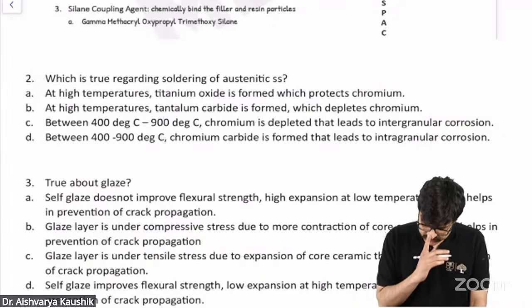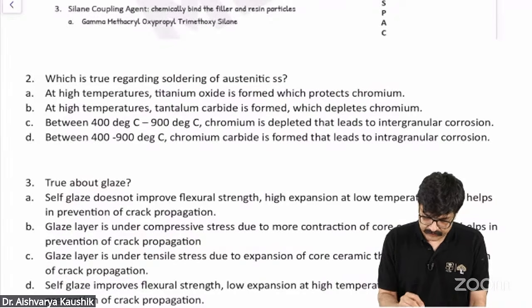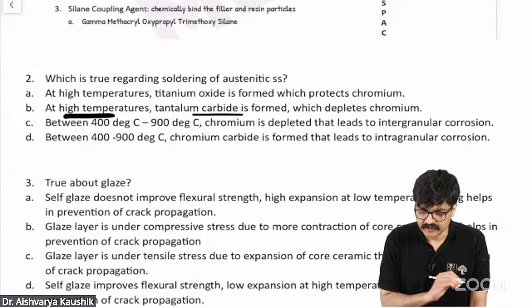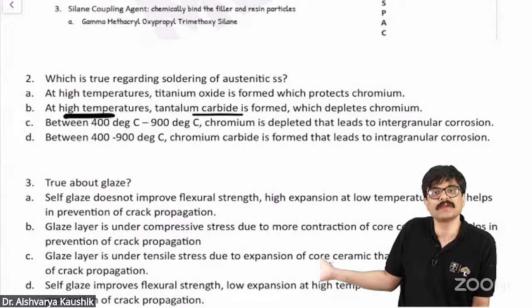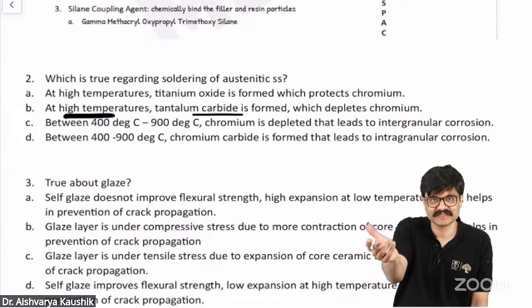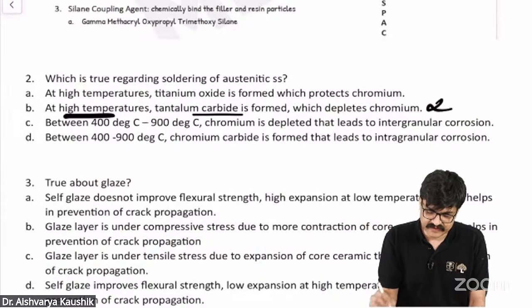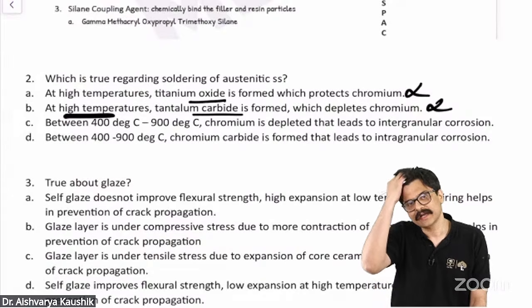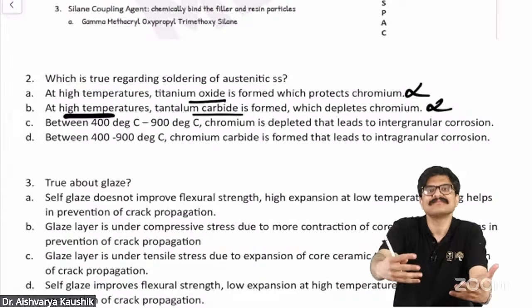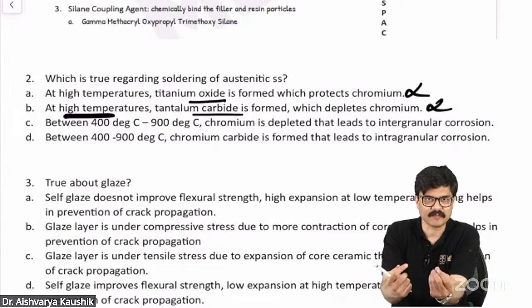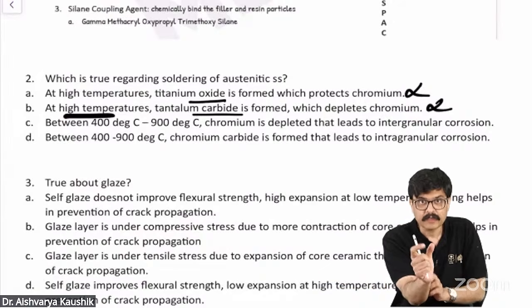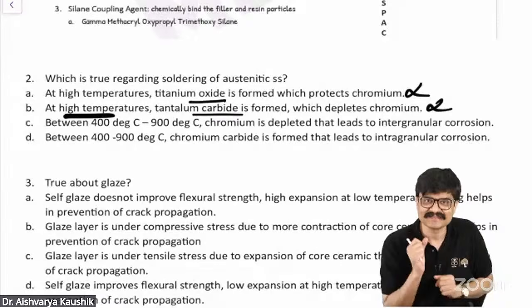So guys, here, if you see, at high temperatures, tantalum carbide is formed. Partially right. It does form, and it helps in protecting the chromium. Instead of chromium carbide, tantalum carbide is formed. But the second part of the option is wrong, which depletes chromium. So that's why this is wrong. At high temperatures, titanium oxide is formed. This is wrong because titanium, just like tantalum, is sometimes added to form carbides. It acts as a sacrificial component, which itself forms carbides instead of chromium carbide, so as to retain the chromium there, so that your stainless steel remains stainless and does not undergo corrosion.